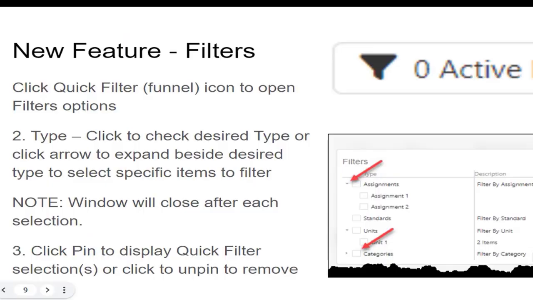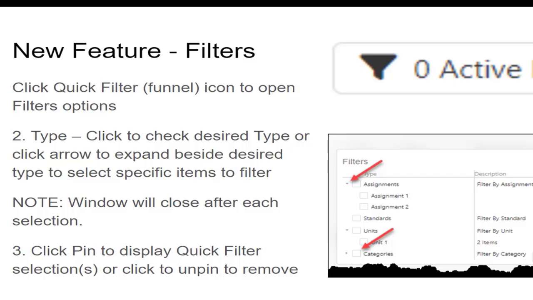Within the filters tab, you're going to click the quick filters from the funnels at the top. The first column within that filters tab is type. So you can click to check your desired type or click the arrow to expand beside the desired type of a specific item. So category, unit, and I'll show you this unit feature. It's really great, here in a few moments. And so if you just want Unit 1 things, you can filter so that only Unit 1 is showing in your gradebook at a time, and that's really nice if you're looking for specific items from students.